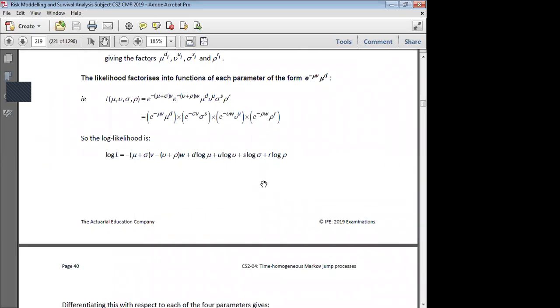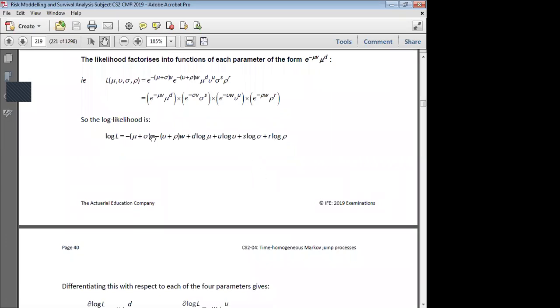Because at the end, what you'll have to do is differentiate this log likelihood with respect to the parameters. So to make that easier, they have combined all the stuff that has one particular parameter in one bracket. You apply a log here and all of these e's will just come down as they are, and for mu raised to d, you will have d times log of mu. For this one, you will have s times log of sigma, and so on and so forth.